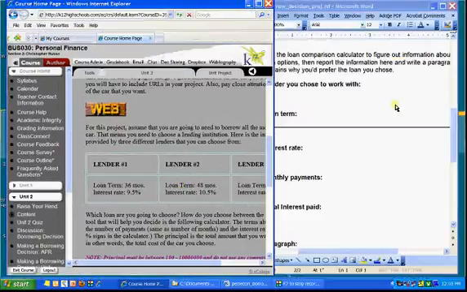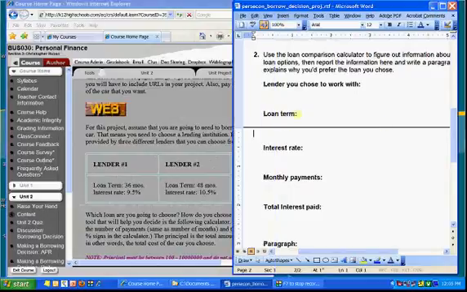Well, look at that. What do you do? What's it looking for? What's a loan term? And what's the lender you chose? Lender 1, 2, or 3 goes right here. Then the loan term, 36 months, 48 months, 60 months. And then the interest rate, 9.5%, 10.5%, 11.5%.